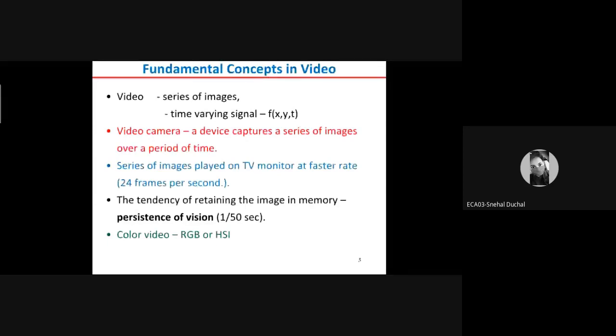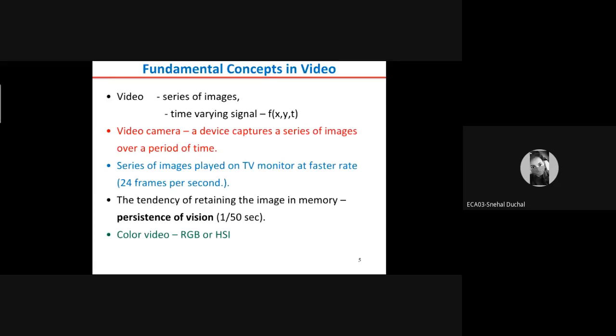Again, in order to capture the video, we require a video camera. So what is a video camera? A video camera is a device that can capture a sequence of images. We can study the working principle of a video camera, and the various internal and external parts of the video camera.